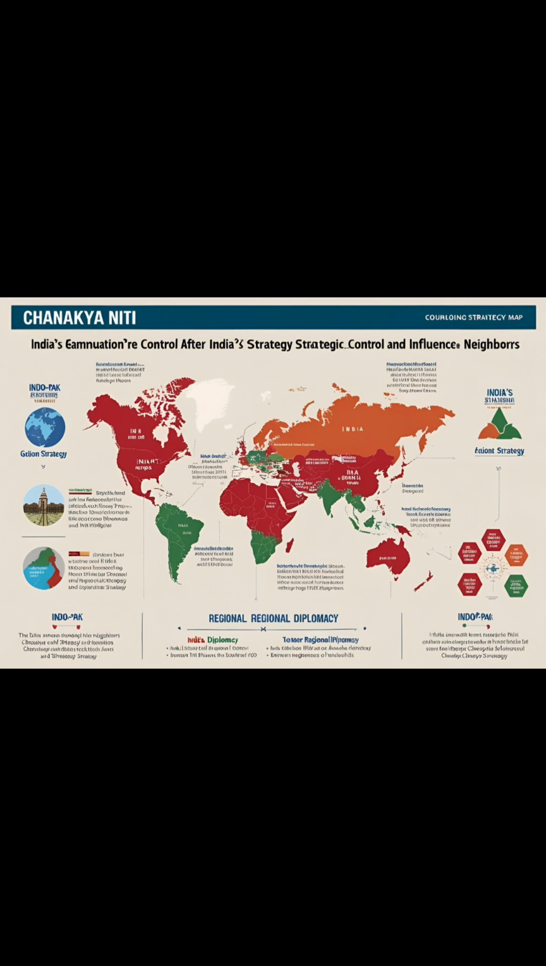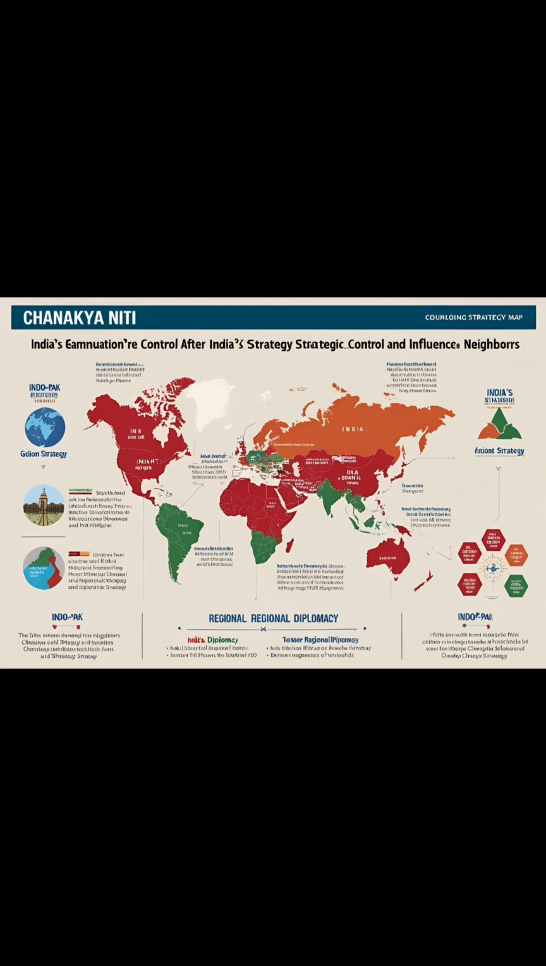Bheda, divide. Find fault lines in enemy camps. Use psychological warfare, digital operations, and diplomacy to exploit internal divisions in hostile states. Danda, force. Strength speaks. Maintain a visible and credible military presence. Use covert operations when required. Let fear maintain peace.